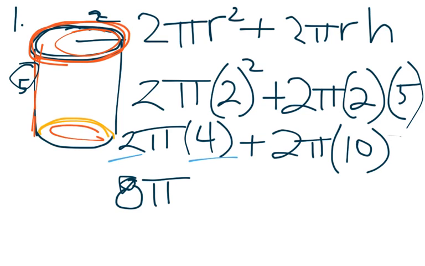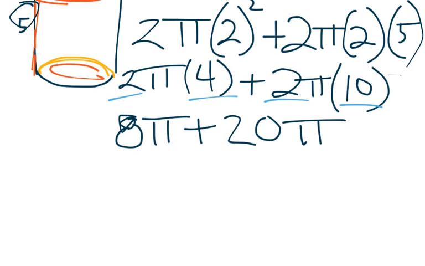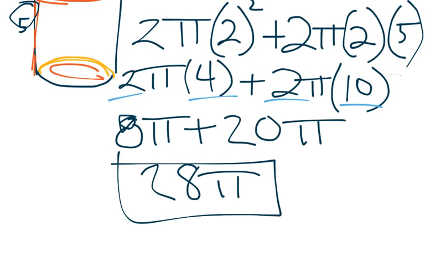8 pi plus 2 times 10, which is 20. So 8 pi plus 20 pi, and 8 plus 20 is 28 pi. So this is the answer for number 1.